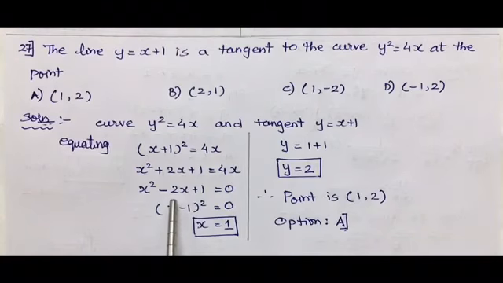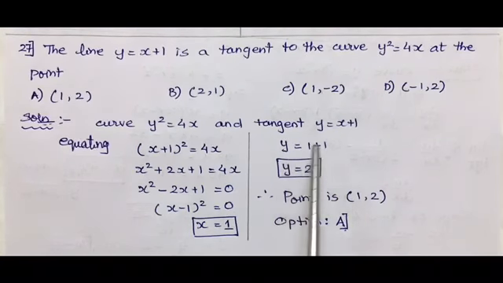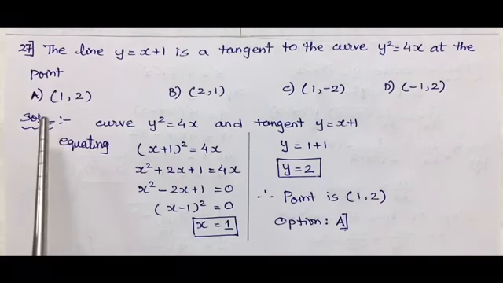It becomes a perfect square formula, so it is (x minus 1) whole square equal to 0. Therefore x will be equal to 1. And putting the value of x in the equation of the tangent, we get y equal to 1 plus 1, and finally y equal to 2. So the value of x is 1 and the value of y is 2. So option A is the correct option.